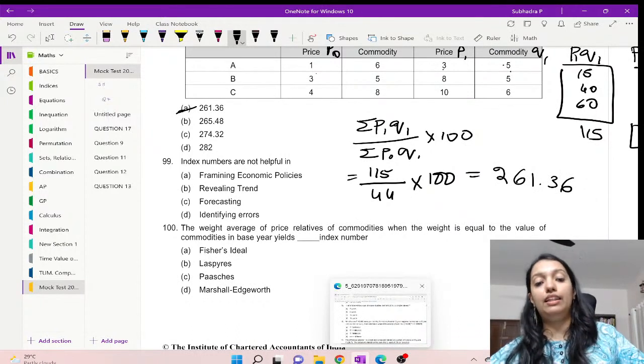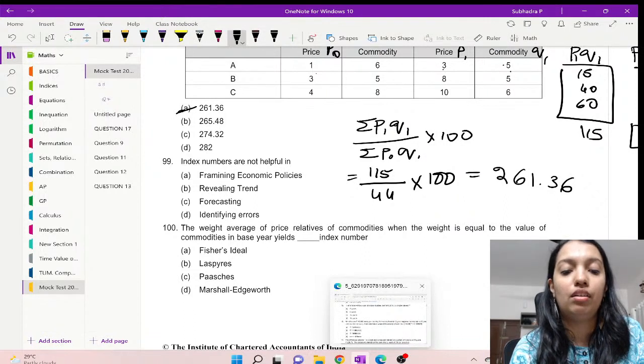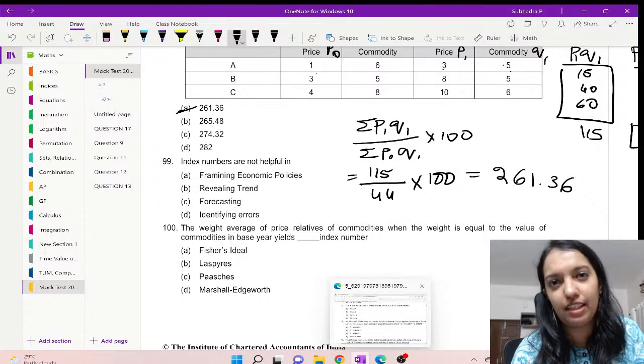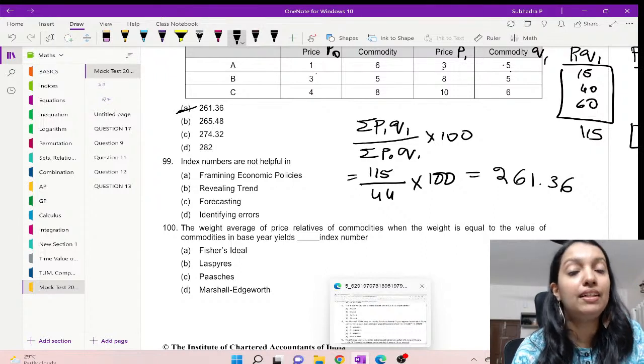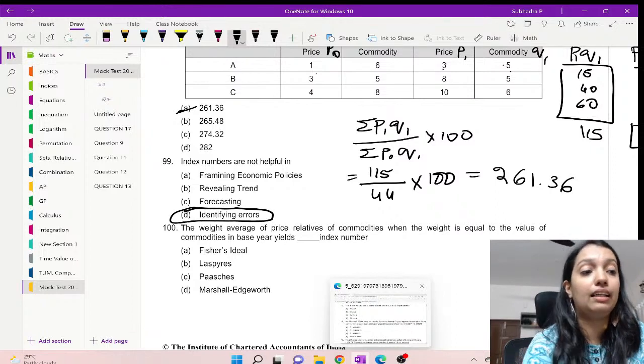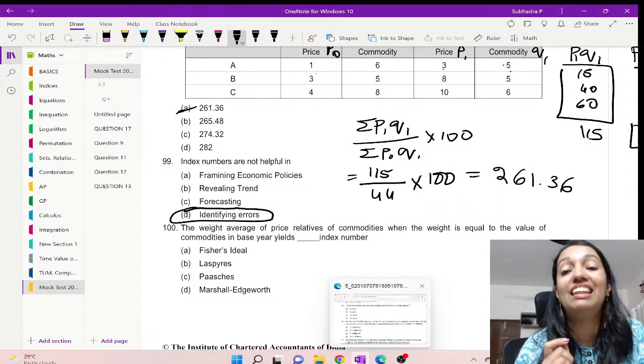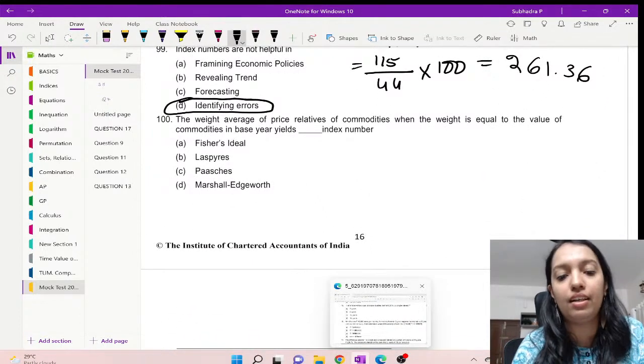Next, 99th question. Index numbers are not helpful in, see, they are helpful in framing economic policies. That's why I told you that economics related questions you'll get from index numbers. They help in revealing trend and they even help in forecasting. We already saw many things regarding that. The only point is they don't help us in identifying the errors. So for index number, you can write that they are not helpful in identifying errors.